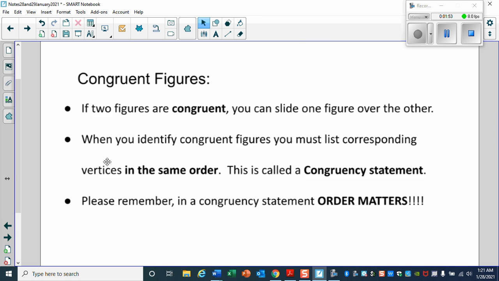Again, corresponding vertices must be in the same order. That's your congruency statement. Same thing with the sides. The sides of the triangle must be in the same order for those two triangles, or any shape in that manner, to be congruent. And again, order matters.